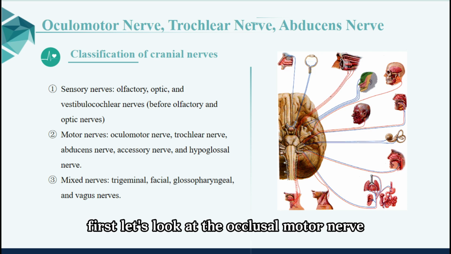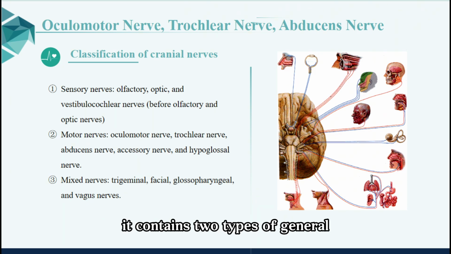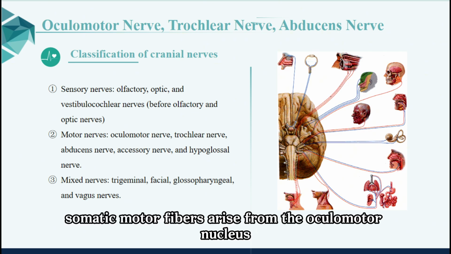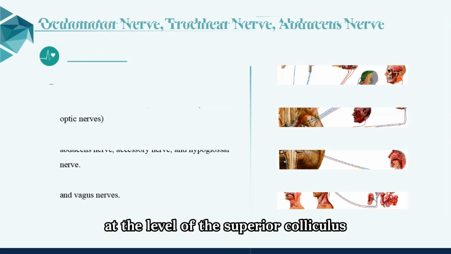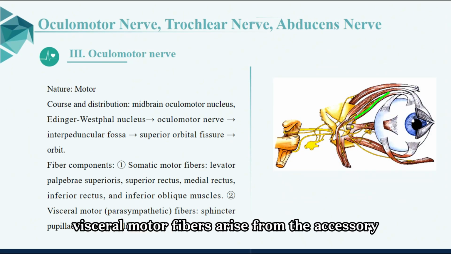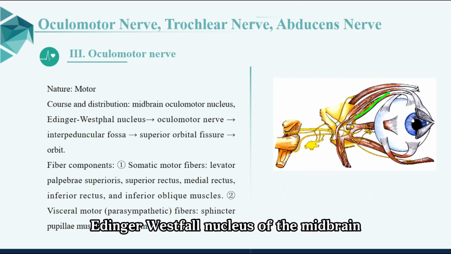First, let's look at the oculomotor nerve. The oculomotor nerve is a motor nerve. It contains 2 types of fibers: general somatic motor and general visceral motor fibers. The general somatic motor fibers arise from the oculomotor nucleus at the level of the superior colliculus of the midbrain. The general visceral motor fibers arise from the accessory oculomotor nucleus, the Edinger-Westphal nucleus, of the midbrain.